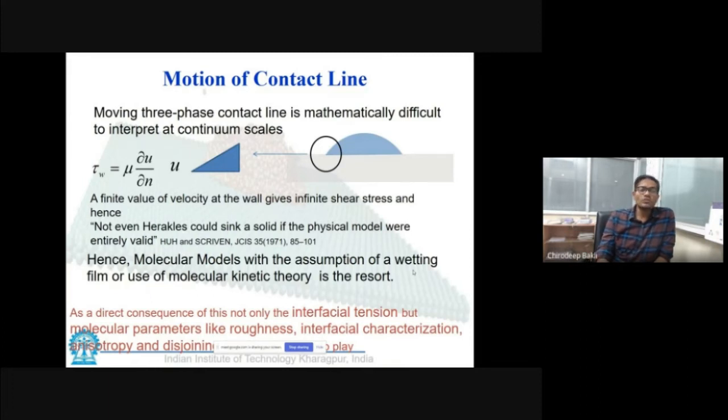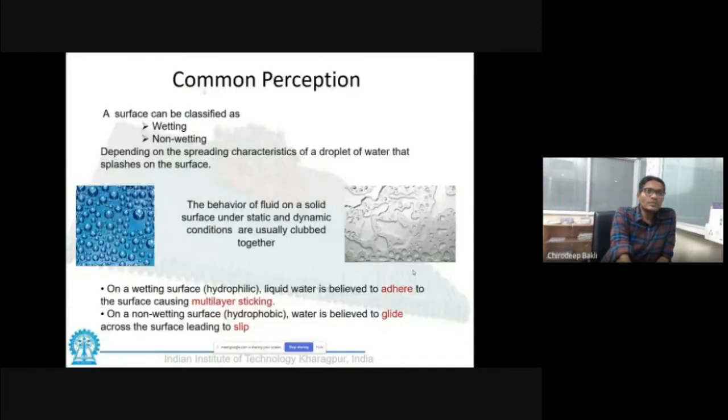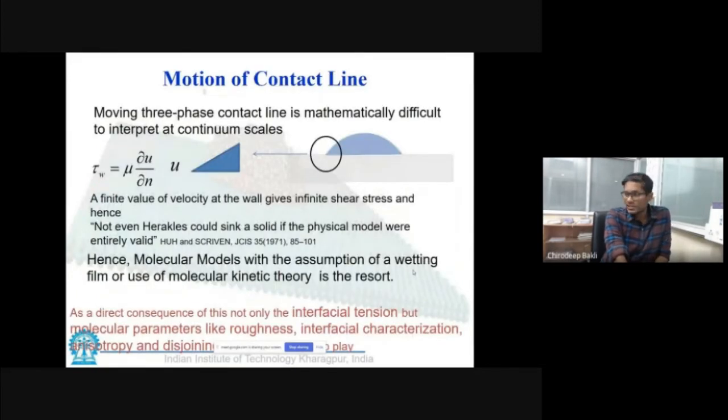And hence, in order to understand this, we have to resort to molecular models, which the typical Poisson flow equation and Navier-Stokes equations do not take into account. They do not take into account the properties of the fluid at the interface, the different sorts of roughness and structure. So to model this, we need to take into account the molecular picture.